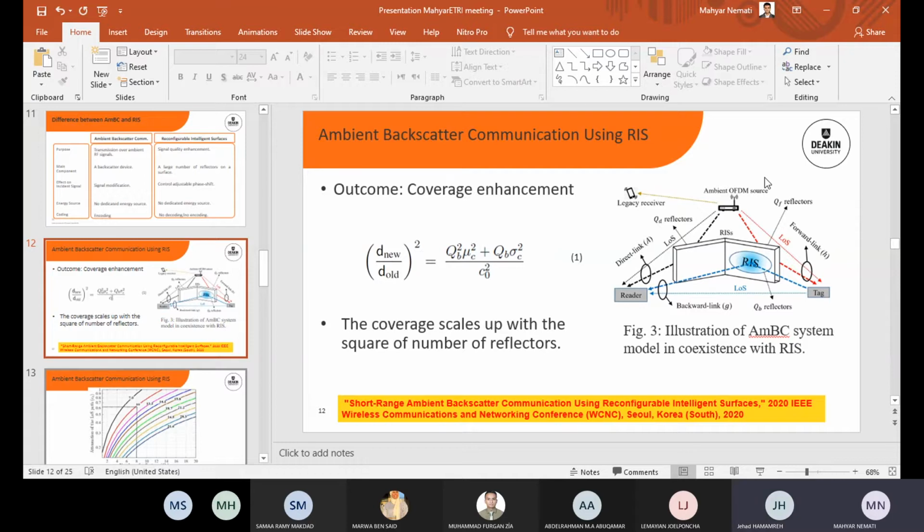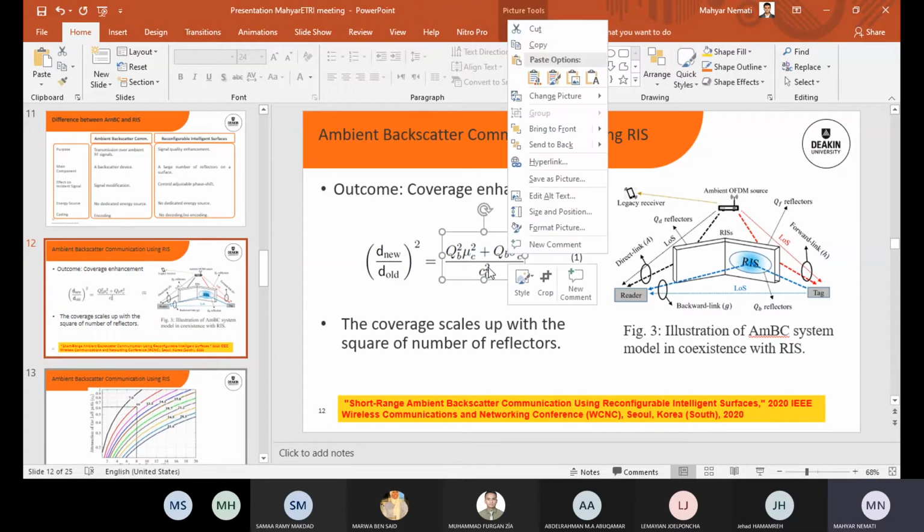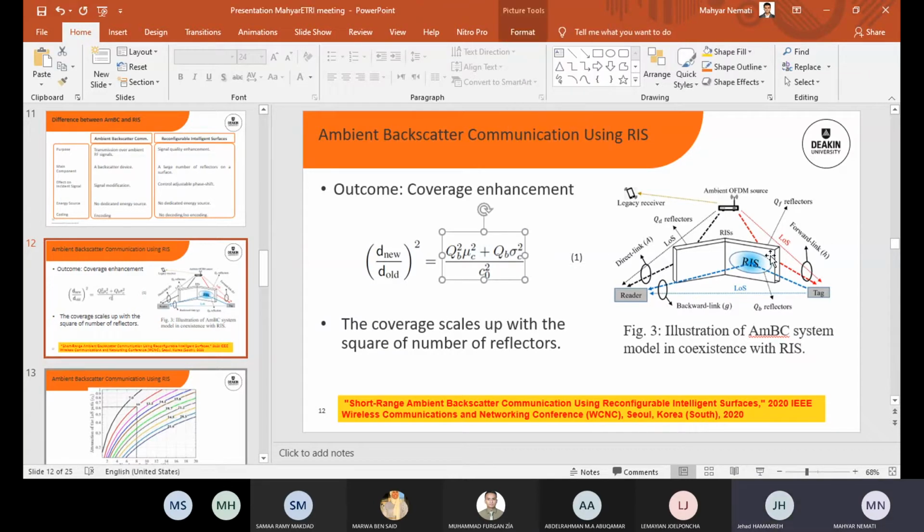But by this type of topology, what I want to mention is that we can have a longer distance communication between the tag and reader compared to the old version of the communication without having the RIS or reconfigurable intelligent surfaces. So in that case, this QB stands for the number of RIS elements or number of sensors on the wall.